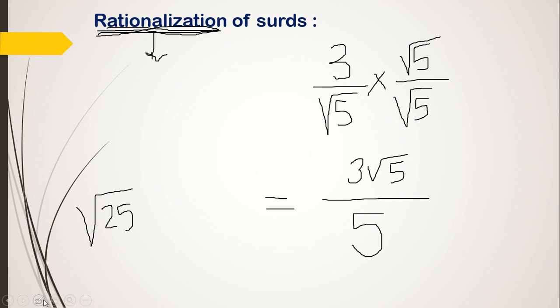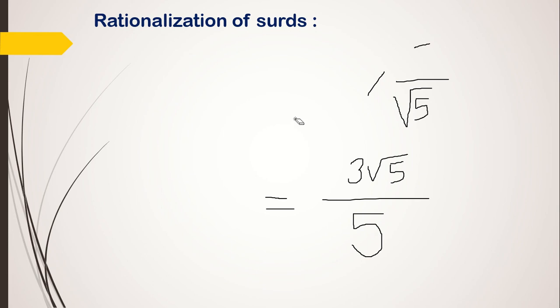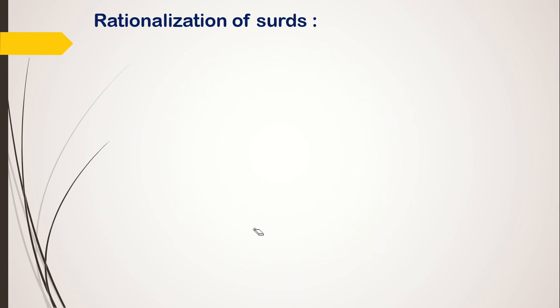That's it. This is the rationalization. So what actually is rationalization? Getting a rational number in the denominator. That's it. Remember so much. Rationalization means getting a rational number.